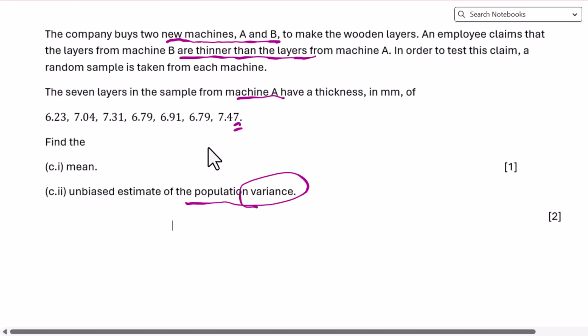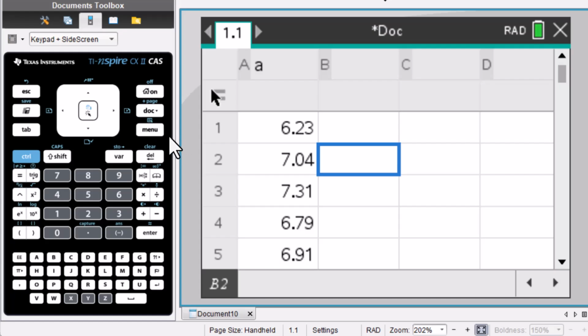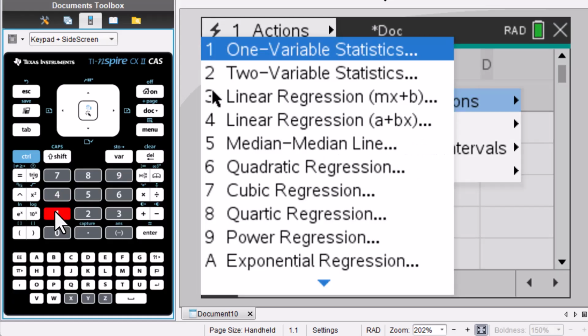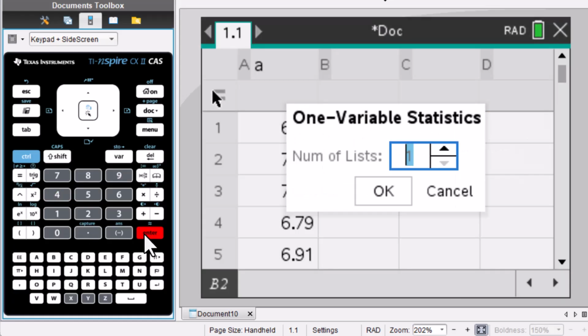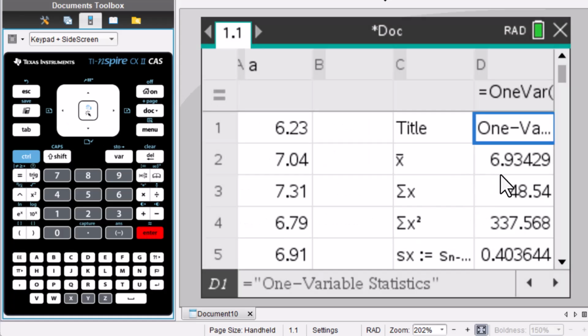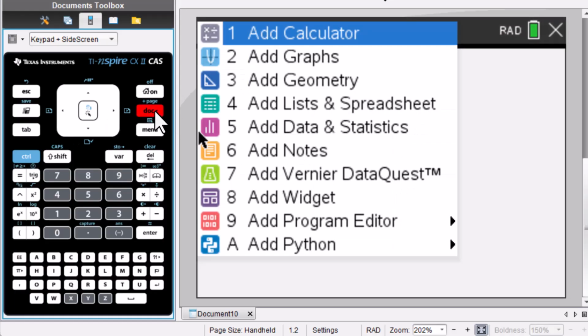We will put this into spreadsheet. Go to menu, go to 4, go to 1. One variable statistics. X list is A. Frequency list is 1. Then enter. X bar equals 6.93. Unbiased estimate of population standard deviation is 0.43644. Let's add another page.